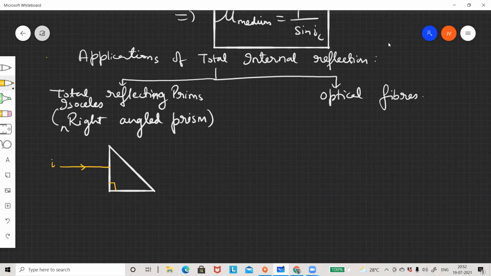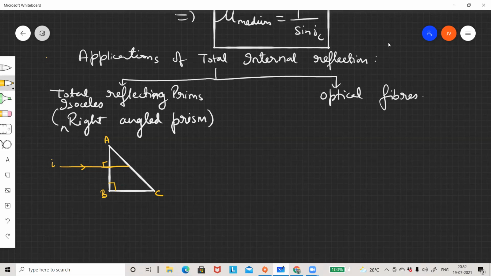The ray of light is not bent at the interface of the two media. It will go straight and hit the other surface. Say, for example, this is the prism ABC. The ray of light incident normally on AB, meaning perpendicular, goes straight and hits AC at a certain angle.